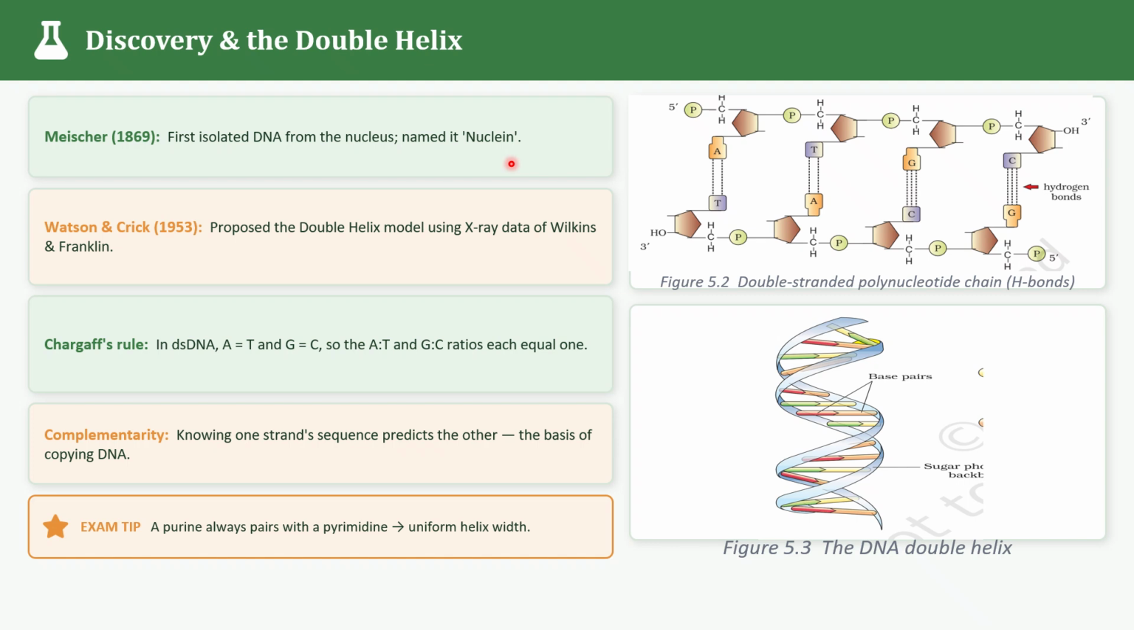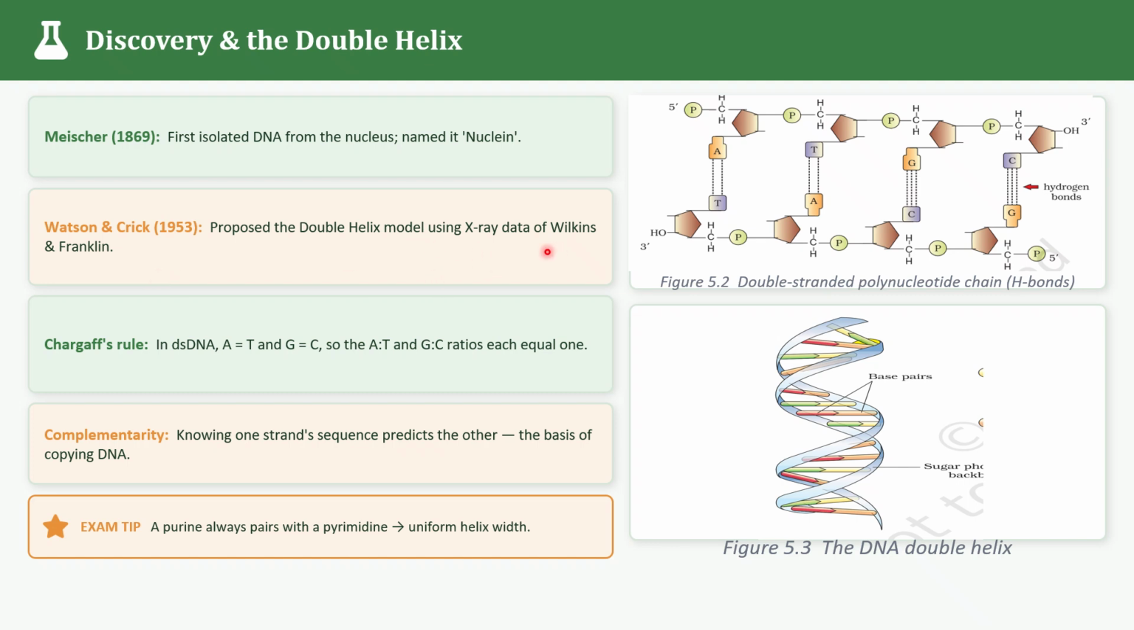And then after some time, a major breakthrough came when Rosalind Franklin and Maurice Wilkins used X-ray diffraction to photograph DNA. Their X-ray images revealed that DNA has a regular helical arrangement.